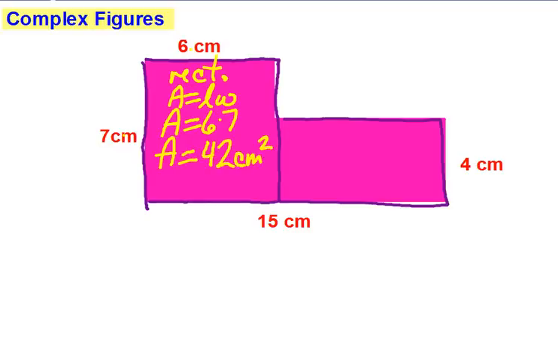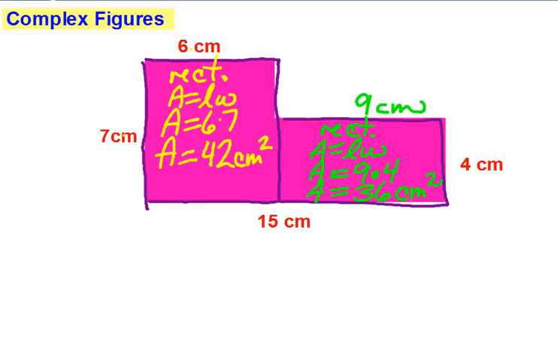Now figure out your second one. Again, we have a rectangle here. Area again equals length times width. Now the only thing we're missing here is that we know the whole base is 15. This was 6. So that leaves us 9 centimeters up here. So we're going to multiply area equals 9 times 4 equals 36. So area equals 36 square centimeters.